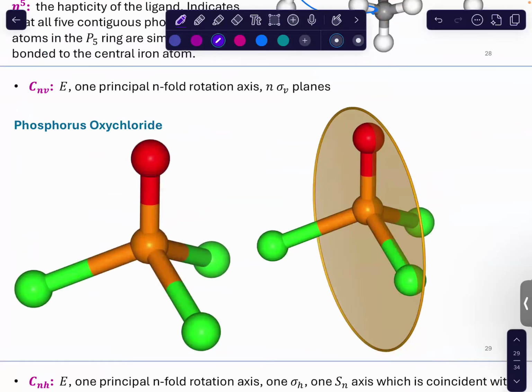Now we'll go back to one that's a little easier. A Cnv. So what we have here is a C3v point group molecule. You have identity, of course, one principal n-fold rotation axis and n sigma v planes. So where's the rotation axis? Down the oxygen. Yeah, down the oxygen. That's the only place we can rotate. Just rotate those chlorines into each other.